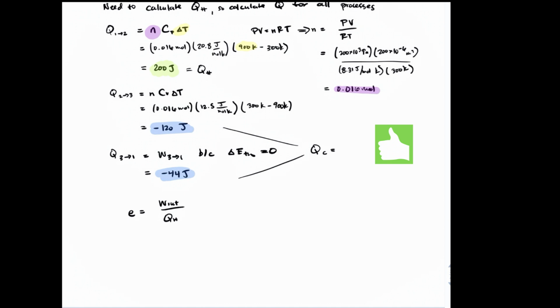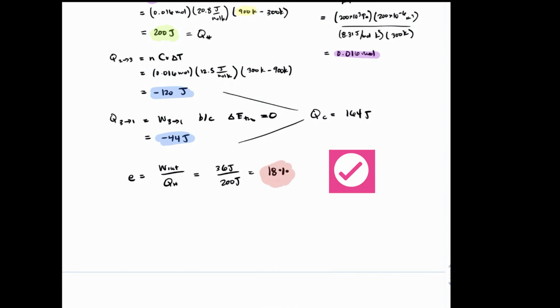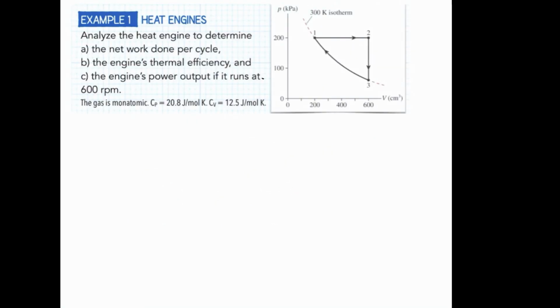Our QC, right, that's our heat leaving the system, is the sum of our two processes that lose heat, so that's 164 joules. And in order to calculate our efficiency, we're just calculating the work, which remember we calculated in part A as 36 joules, that's the work done by our system, divided by the heat into the system, which is 200 joules. So that gives us 18%, and that's our answer for part B.